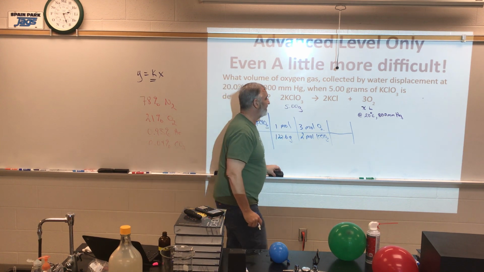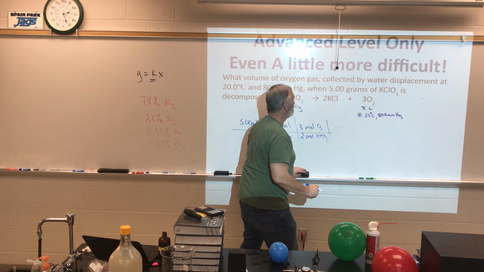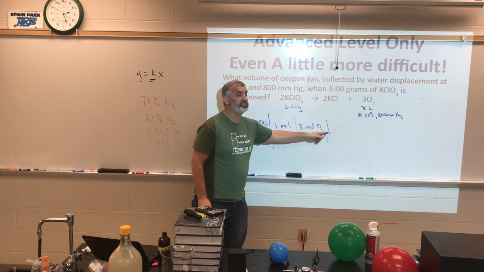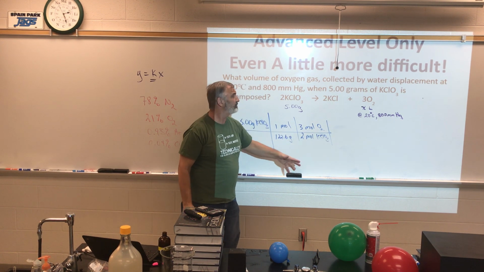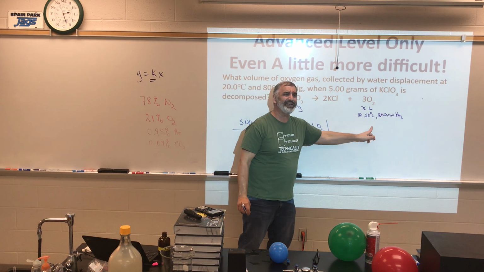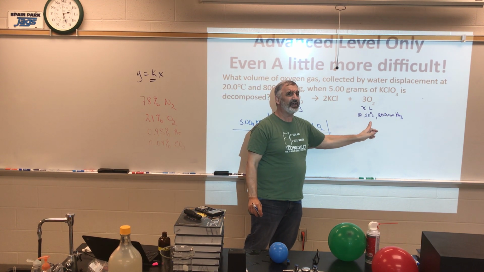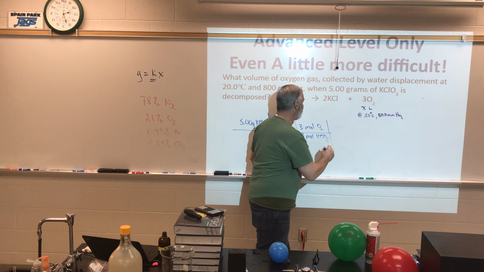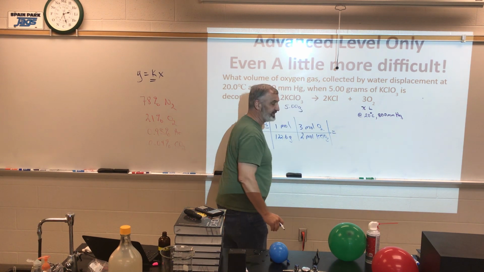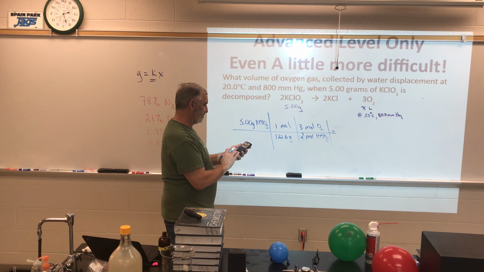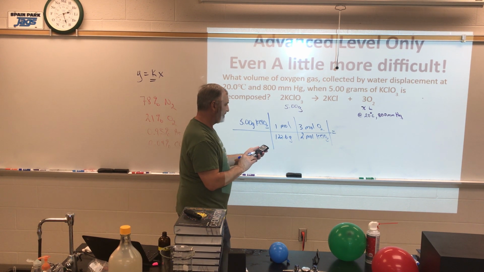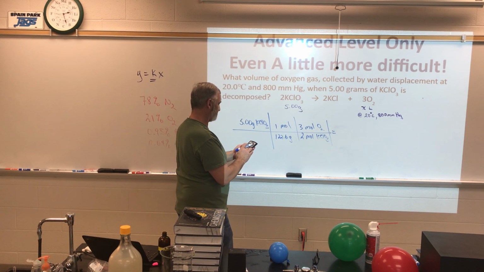Now, this is where it's a little bit different. Normally, if we were at STP, we could use 22.4. If we wanted grams of oxygen produced, we'd use the molar mass. But we need to know the volume, but not at STP. We have to use the ideal gas law for that. So I have to figure out how many moles I have. So I just plug this in: 5 divided by 122.6 times 3 divided by 2 equals... I don't think I did that right. I'm having a rough day.